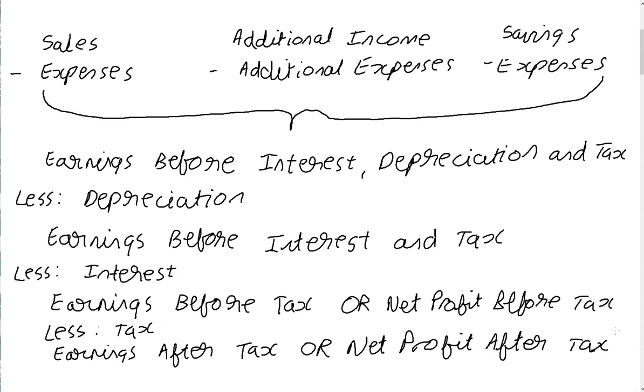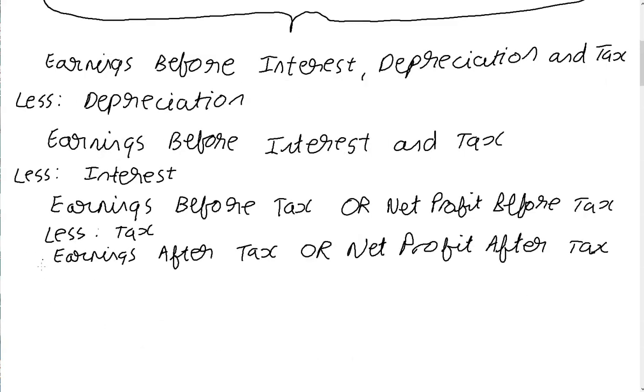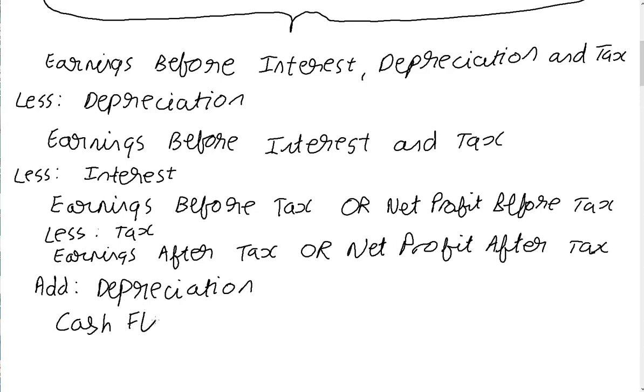Now, in order to reach cash flow, we need to add back depreciation. We subtracted it from earnings before interest, depreciation, and tax because we get a tax benefit from the subtraction of depreciation. Now that we have charged tax, we can add back the depreciation. And doing that gives us cash flow. And cash flow is used for various investment appraisal or capital budgeting methods, which we'll be looking at in other videos.